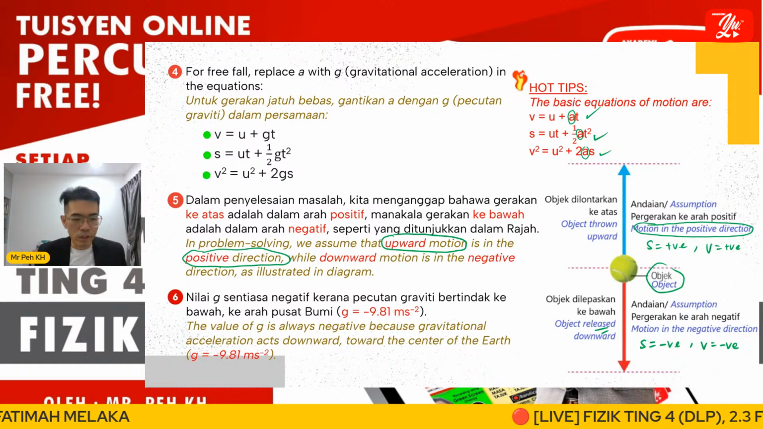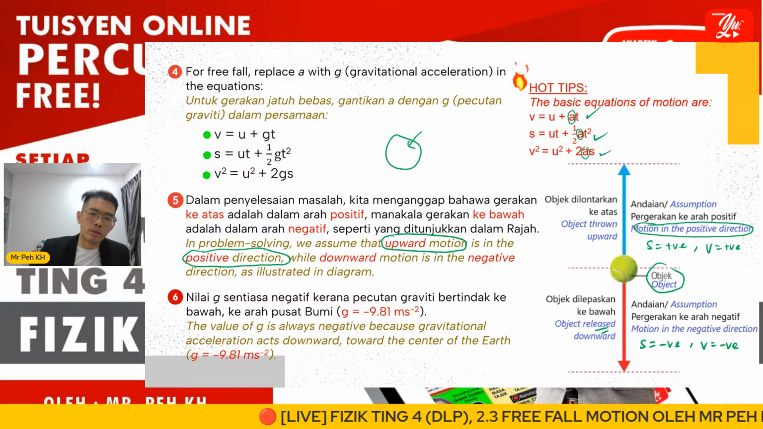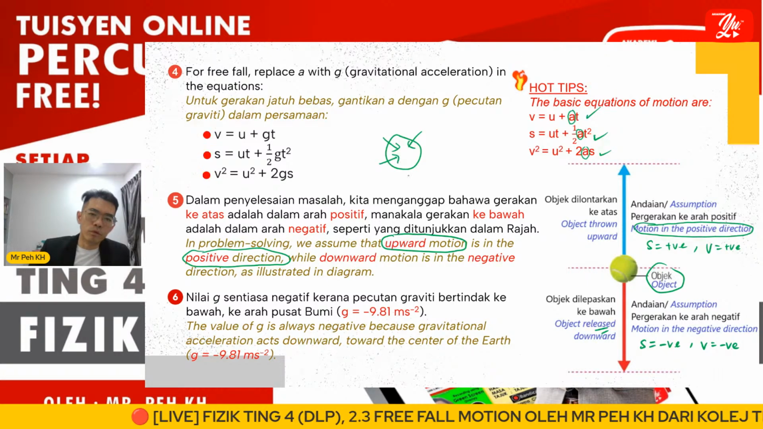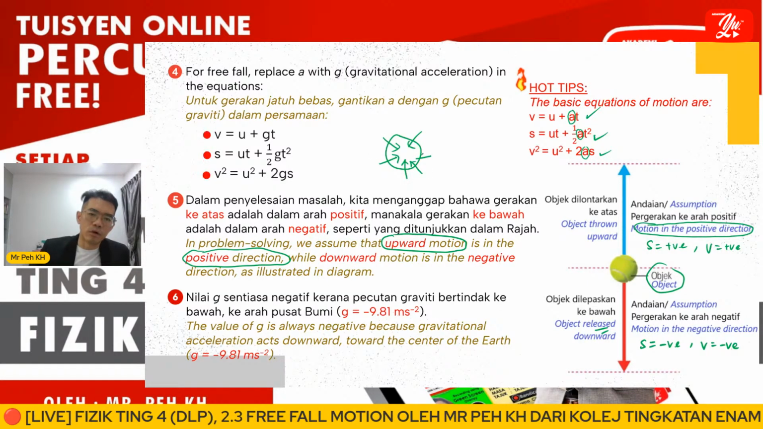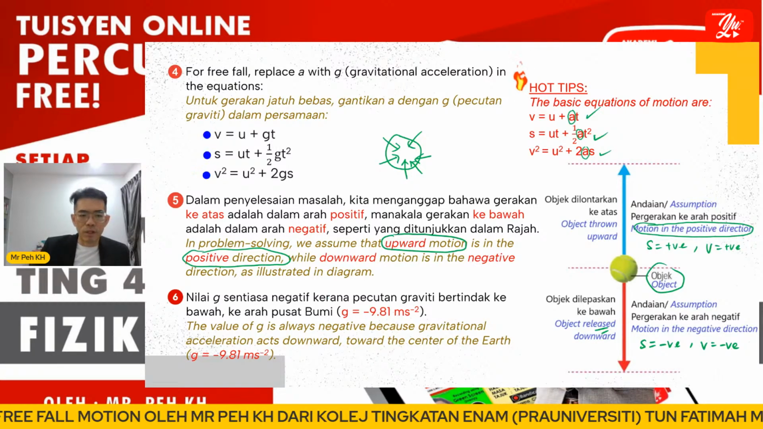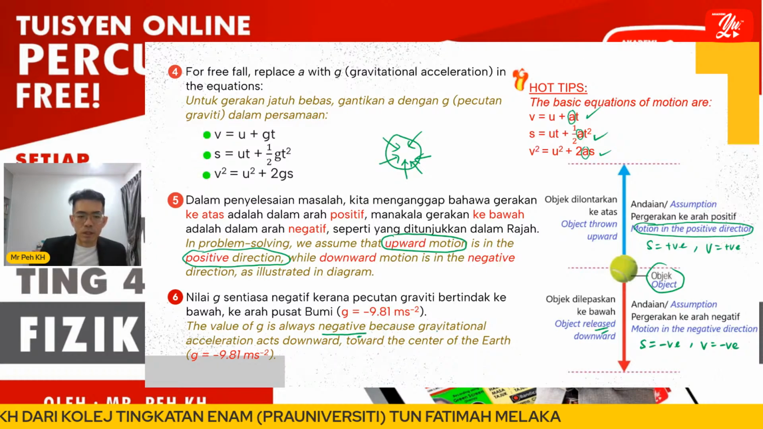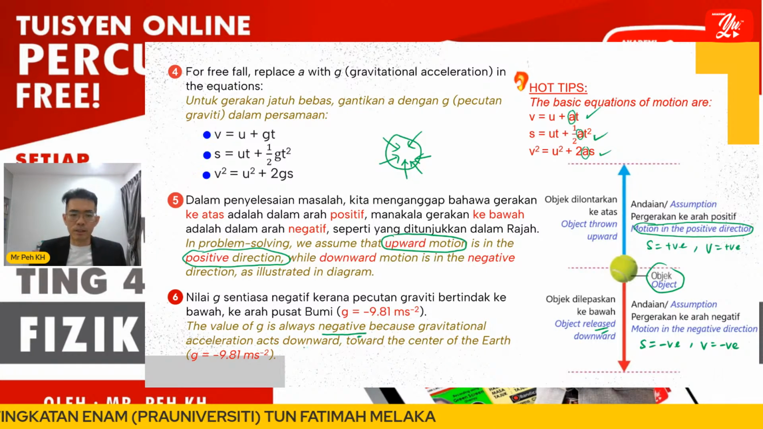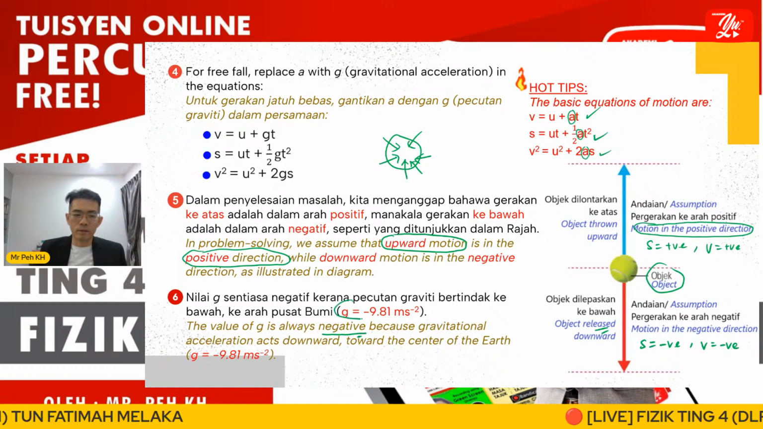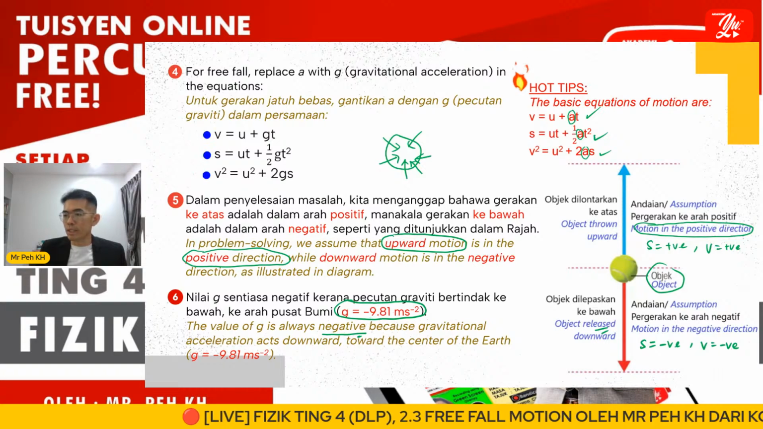Okay, so for the value of g, gravitational acceleration, all objects will move towards the center of Earth, or move downward, right? So that means the value of g will always be negative, because the gravitational acceleration acts downward towards the center of Earth. So in calculation, you should always give your g value as negative.